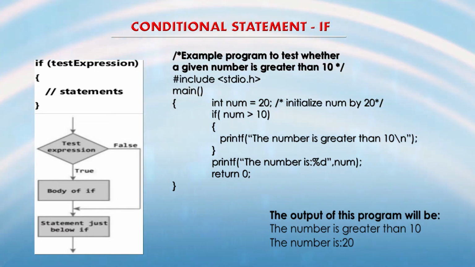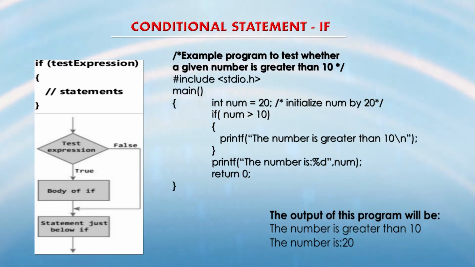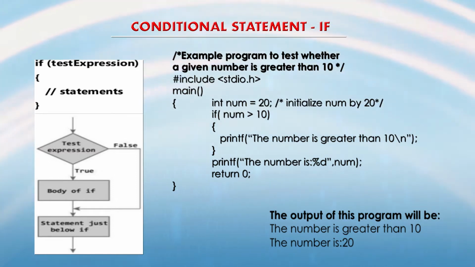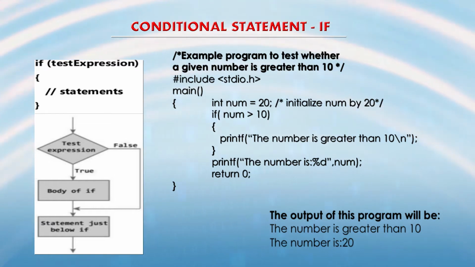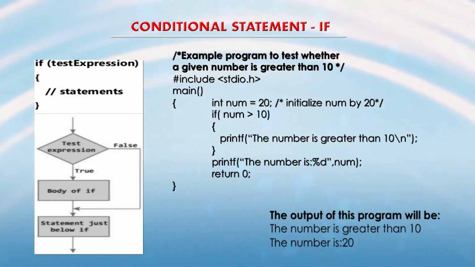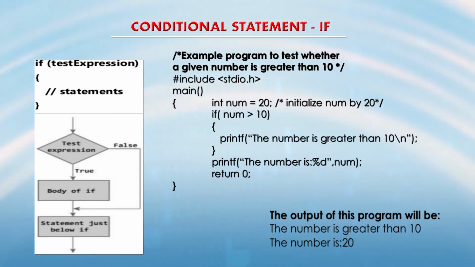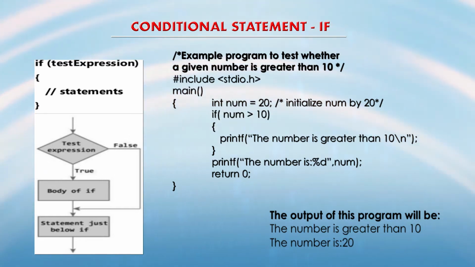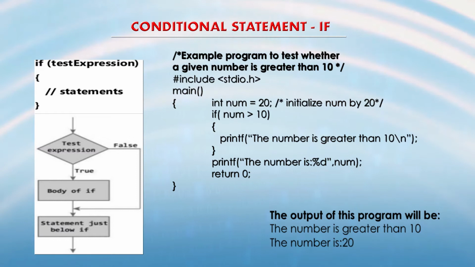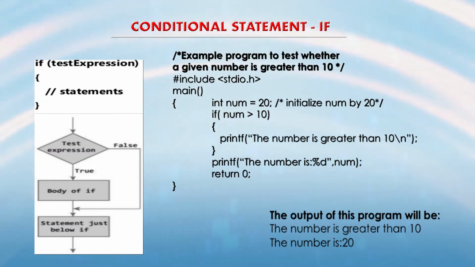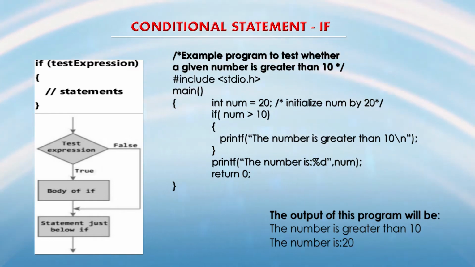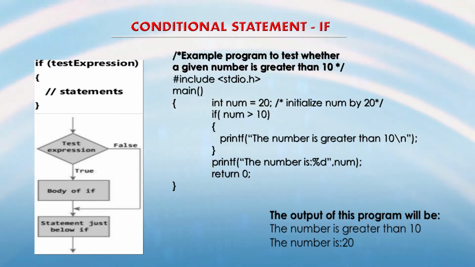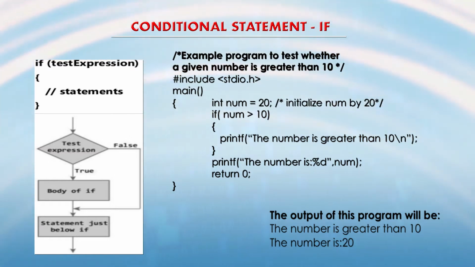Then return 0. Now, this is the return type; you may not use this line also, it will be running fine. So the output will be that the number is greater than 10 and the number is 20, because the value is 20 and 20 is greater than 10. So this condition turns out to be true, and it will enter into the if construct, where it is written that the number is greater than 10. So the first output is "the number is greater than 10", and then after the execution of the if construct, immediately the line after that is printf "the number is %d", num. So num is initialized to the value 20, and that is why it prints num is 20.